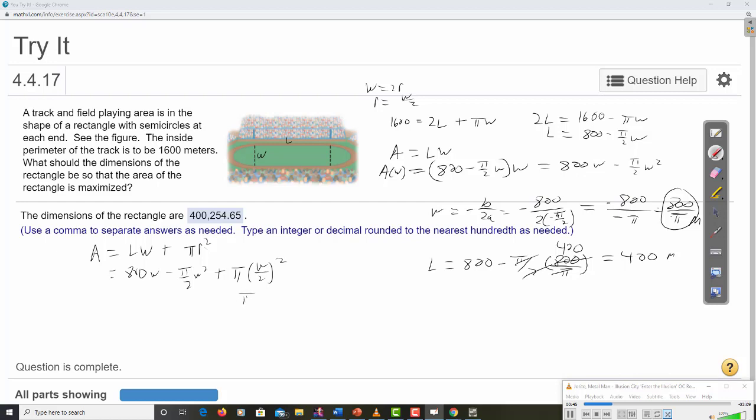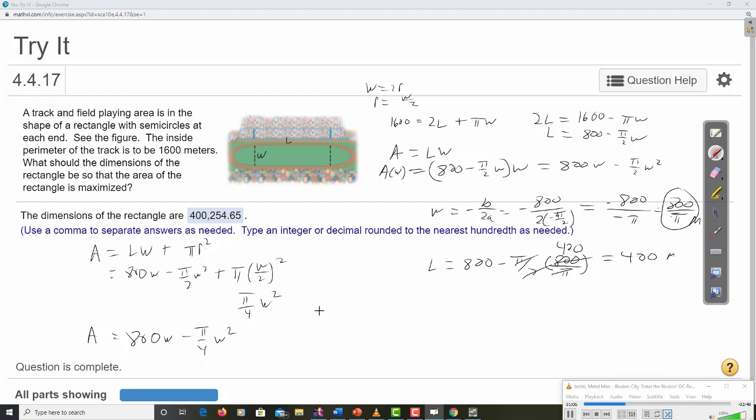So that would be pi over 4 w squared. And if I combine these two terms, negative pi over 2 plus pi over 4 would get me negative pi over 4. I get 800w minus pi over 4 w squared is my area.